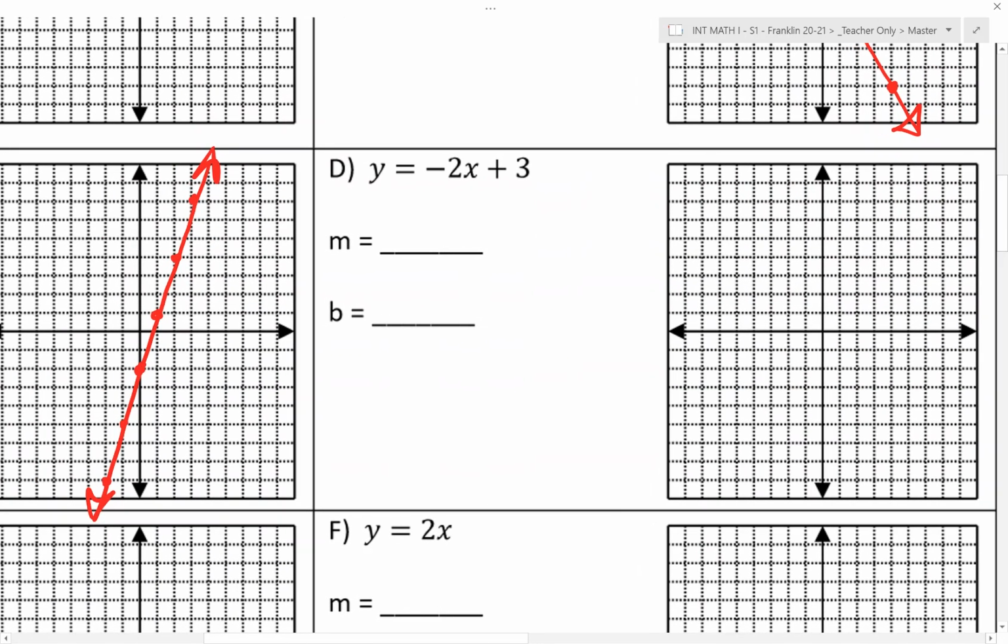All right, next example, slope is -2, or remember -2 over 1. And the intercept here is 3.